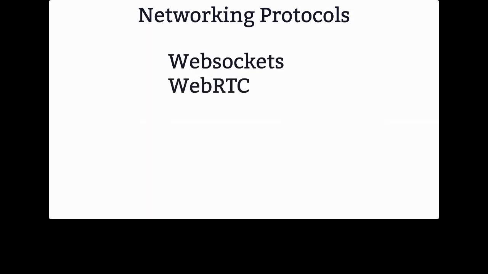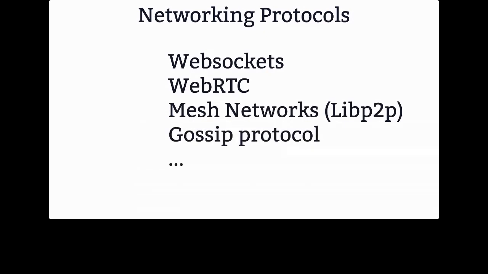Now, one of the next questions you probably have is, how do the peers in a CRDT-based system communicate? In other words, what sort of networking protocols are used? Well, CRDTs are somewhat network agnostic, meaning you have many choices and you get to decide how to connect the peers. So you could use WebSockets and PubSub to propagate updates, or you could use WebRTC, or you could use some sort of mesh networking or some other gossip protocol.